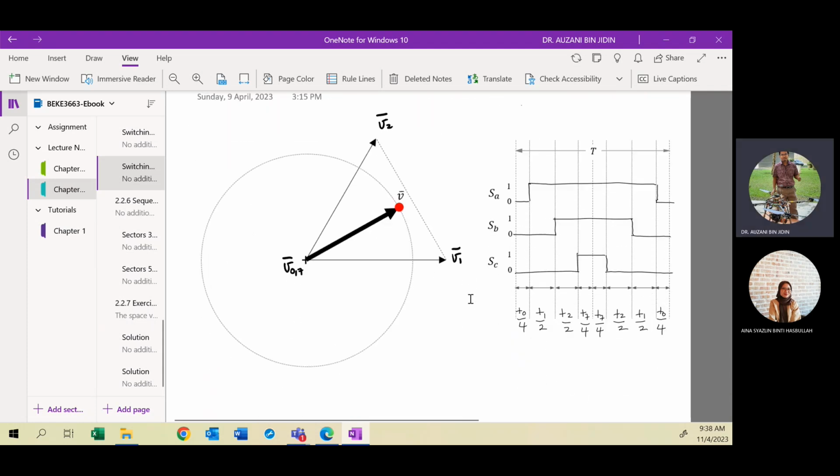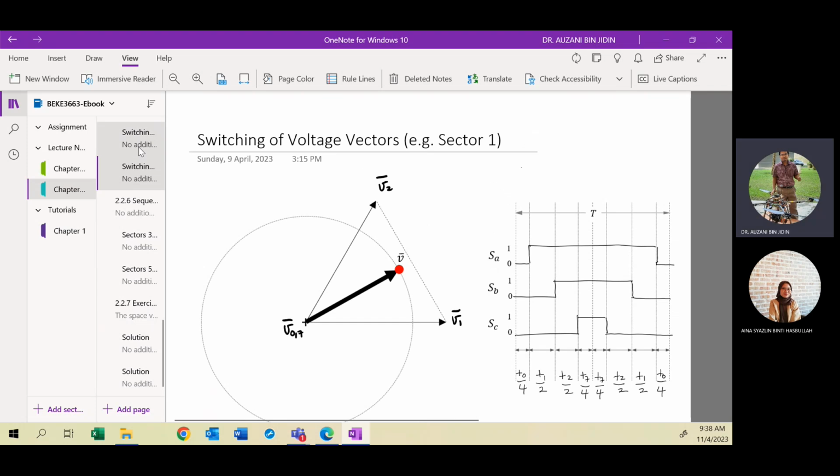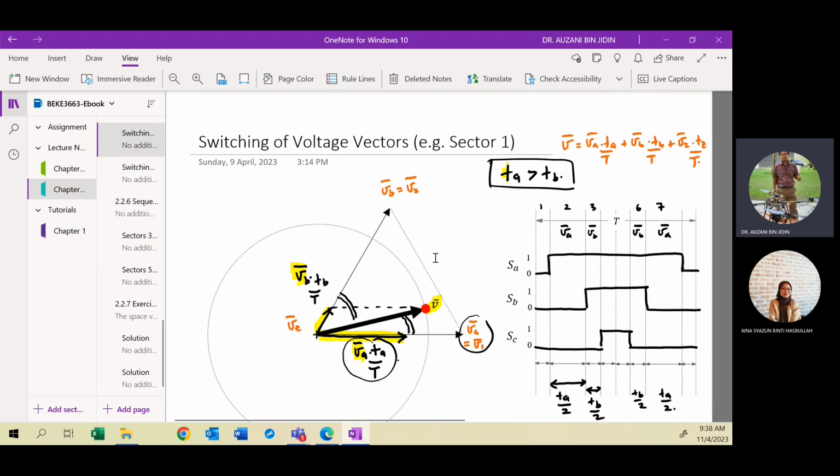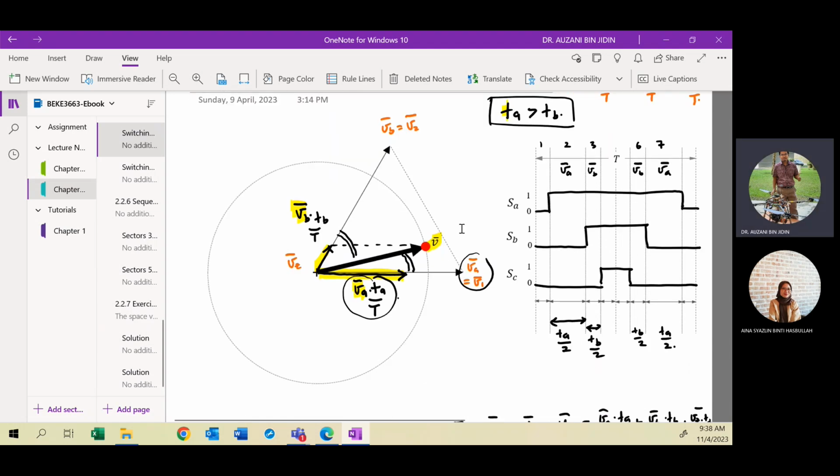Okay, so for the previous page, we see the effect when the location of the space vector is changed. So this first case is close to VA or V1.